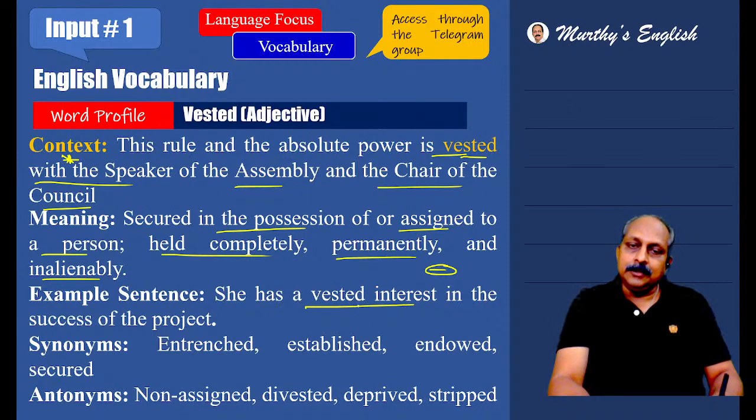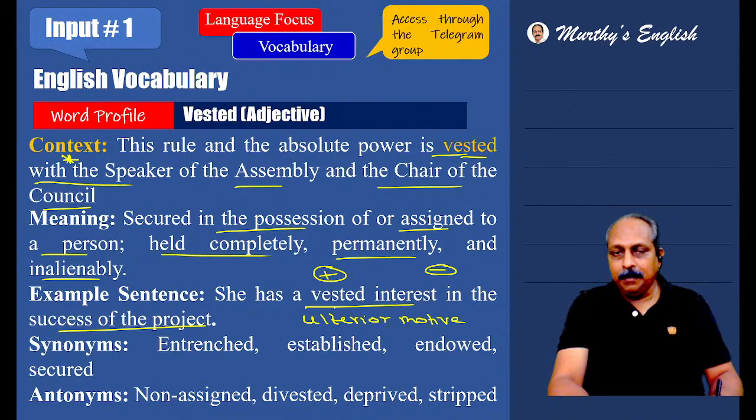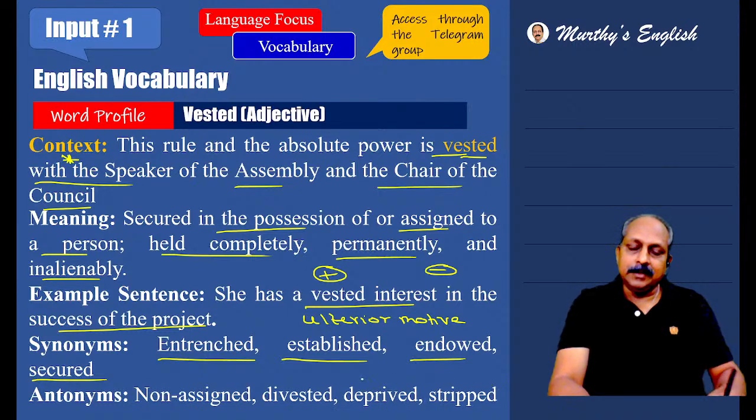Though it is usually negative, here it is a positive context. Look at the example: She has a vested interest in the success of the project. Success of the project is something positive. She has a selfish interest, nothing wrong in that. Here it is positive. But generally, vested interest, ulterior motive, one expression you have to know, or selfish motive, is usually negative, but here positive. Synonyms: entrenched, deeply rooted, established, endowed, meaning to have the power, secured. Antonyms: non-assigned, divested, deprived, stripped. This has a different connotation.